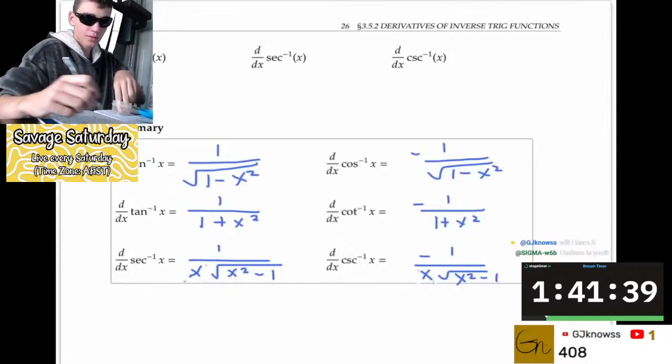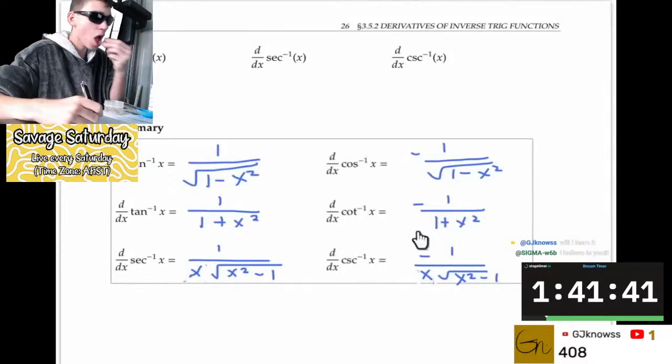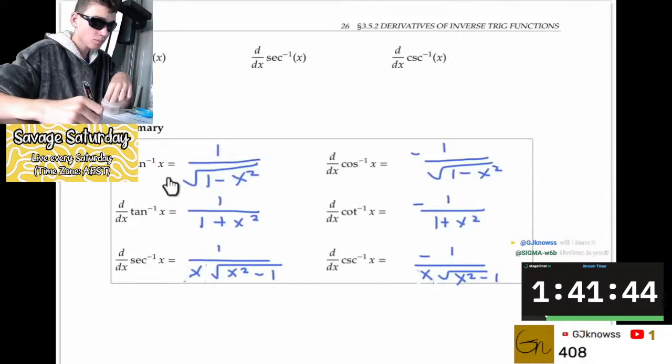Notice that the derivatives of the inverse trig functions that start with co all have negative signs in front of them and are the negatives of the corresponding inverse trig functions without the co. That makes it easier to remember them. You should memorize these formulas.